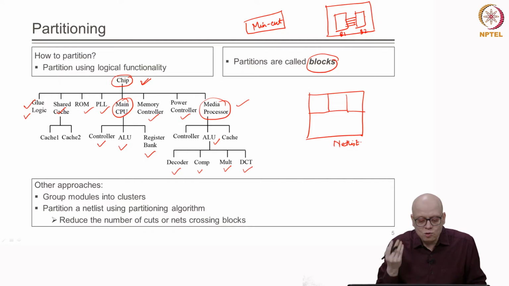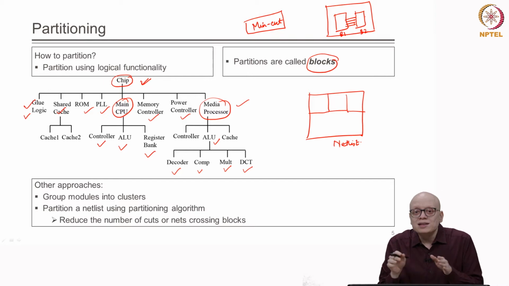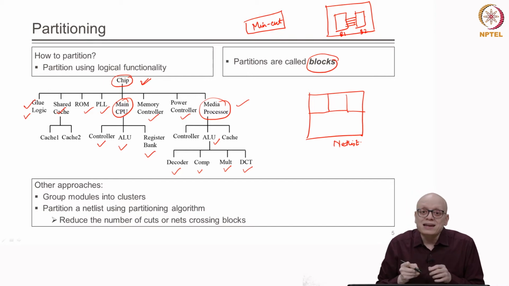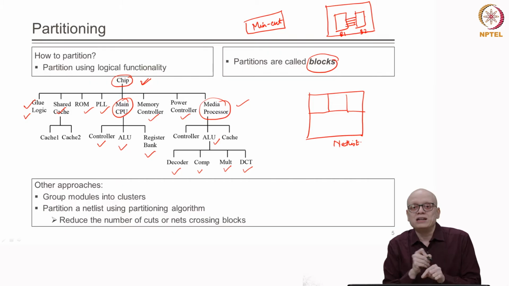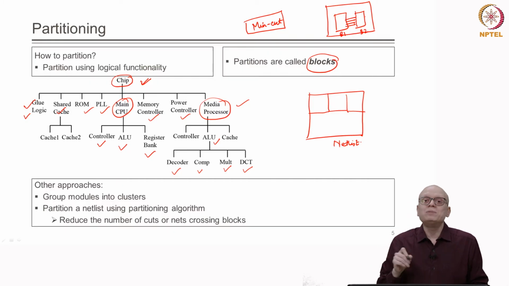So, why do we want to do this minimization? The reason is that if we minimize the number of cuts, then making interconnections between blocks, or doing routing between blocks, becomes easy. That is the first reason.